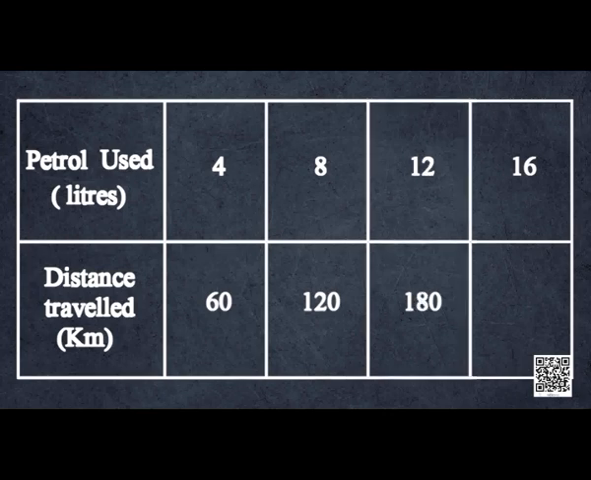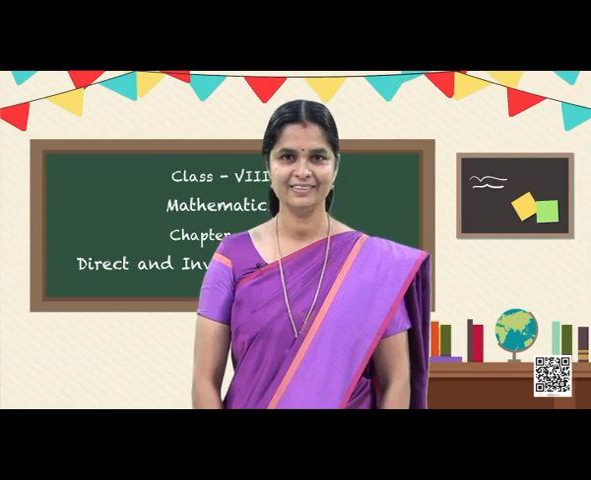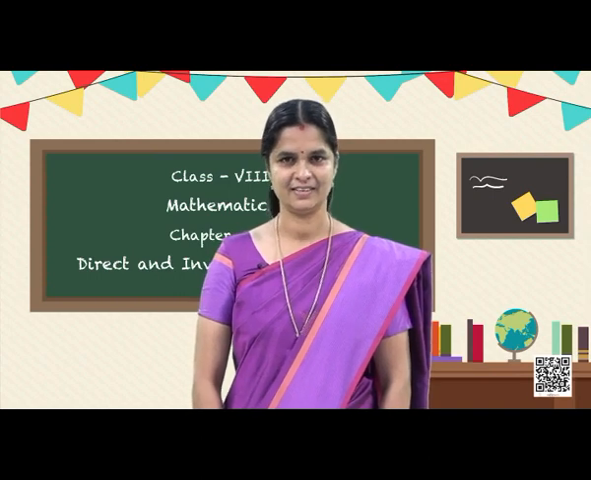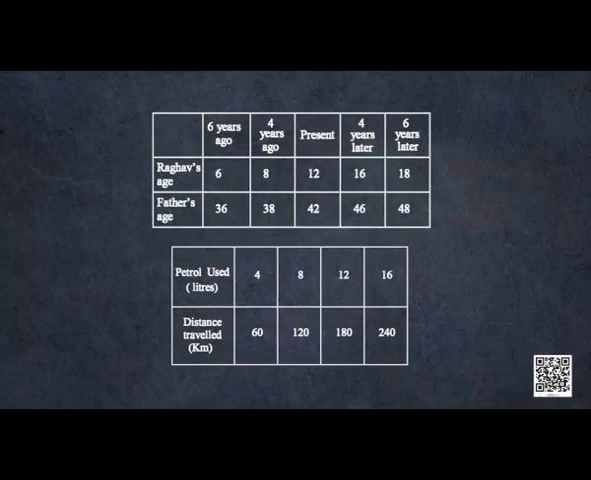Last one, that is, using 16 liters of petrol, how far will the car travel? 4 into 4 is equal to 16. So, we need to multiply the distance also with 4. That is, 60 into 4 is equal to 240. Completed? Yes. Now, look at these two tables.